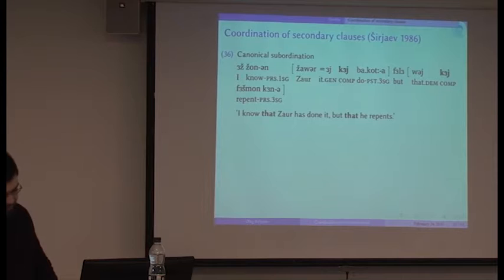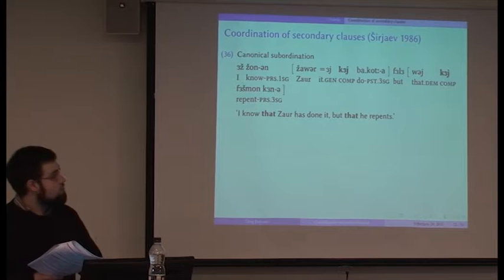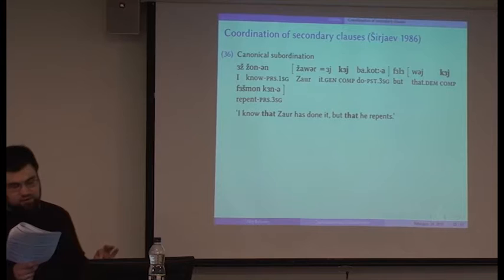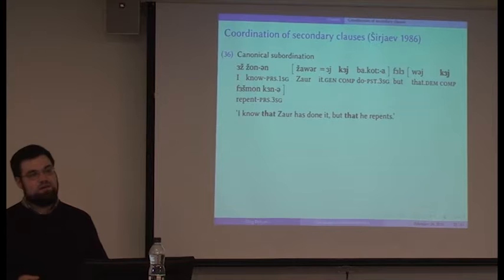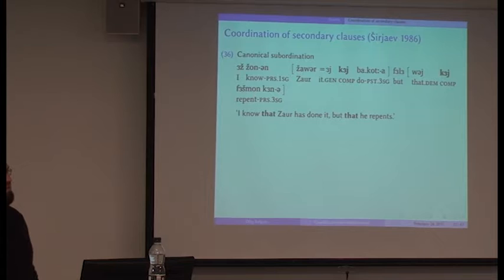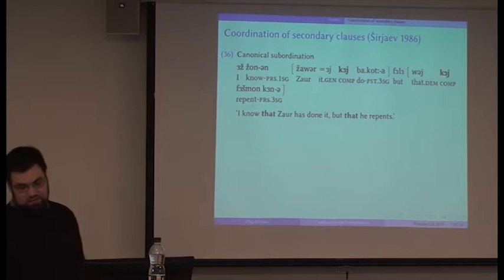The final test, which is related to linear order, is the fact that generally in subordination you can coordinate two clauses containing the subordinating conjunction. So I know that you came and that you repent. So you have two "that" clauses coordinated. Whereas with coordinating conjunctions, you can't do the same thing, so you cannot say Zaur came, but he didn't prepare for the lesson, and but he was ill, for example. So this is the contrast between coordination and subordination, which is also true for Ossetic, as shown in 36 and 37.